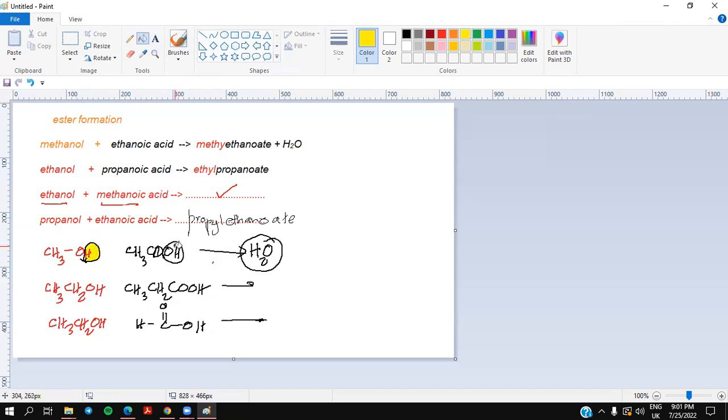Hydrogen from alcohol, OH from carboxylic acid, they get together and make a water molecule. Then what happens afterwards? I can write CH3, CH3O. I'll write O like this. To this part joins at the functional group. So I write carbon. This oxygen is coming out as a double bonded oxygen, and then CH3. This is an ester molecule formed.